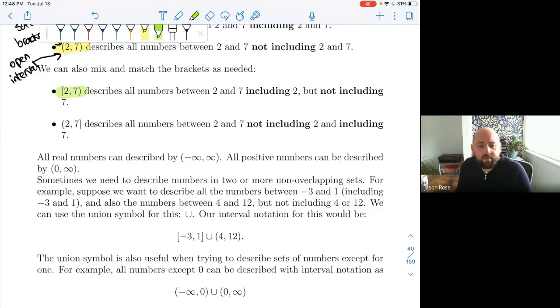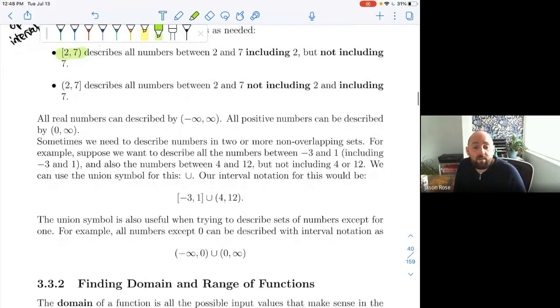So all positive numbers, 0 to infinity with a soft bracket. If you're trying to say all non-negative numbers where 0 is possible, then you're going to use the hard bracket around 0. And the union notation I just mentioned as well. If you want to describe things that are kind of separate, but they're all part of the answer, you'll use the union symbol. Are there any questions about this?